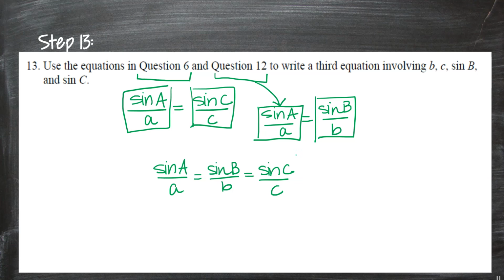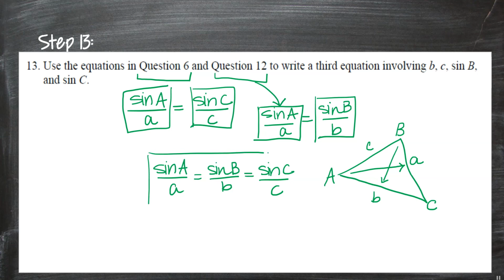And remember where all these things came from. We had this triangle with angle A here, and the side opposite from angle A was also A, the lowercase a. Then we had angle B, and opposite of that we had side B, and angle C finally, and opposite of that side C. So pretty much we have the sine of an angle divided by the side opposite of it is equal to the sine of the other angles divided by the sides opposite. And there we have the law of sines.